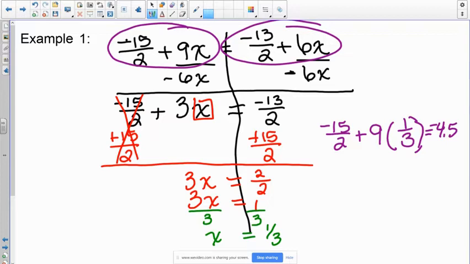And now I have to do the other side of the equation, because you want to go back to the original to plug it back in, just in case you messed up somewhere down the steps. I'm going to plug in the other side of the equation, which was negative 13 halves, and you're going to add 6 times that 1/3, because that's what we said x is. And when I press enter, it also equals negative 4.5. Since they both equal negative 4.5, it is correct, because of the equal sign. They have to be equivalent.